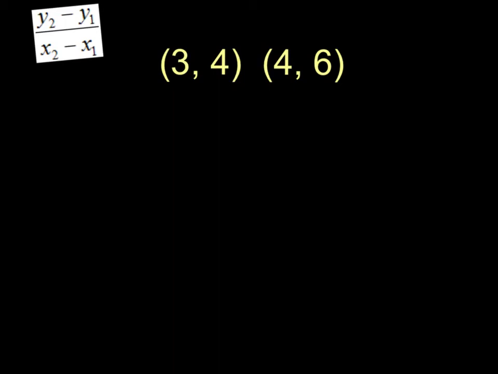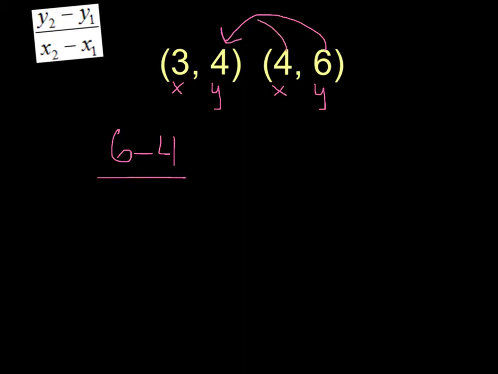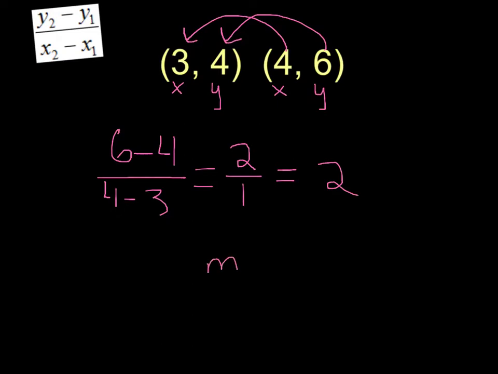Alright, so now let's actually find the slope between these 2 points. So my y values, if it helps for the first few, you can rewrite x and y, x and y. So I need to find the change in my y values, 6 minus 4, and then I'm dividing by the change in my x values, 4 minus 3, my arrows are going the same way, and 6 minus 4 is 2, 4 minus 3 is 1, and 2 divided by 1 is 2. So my slope, m, equals 2.